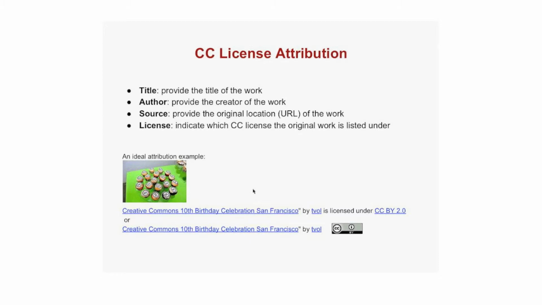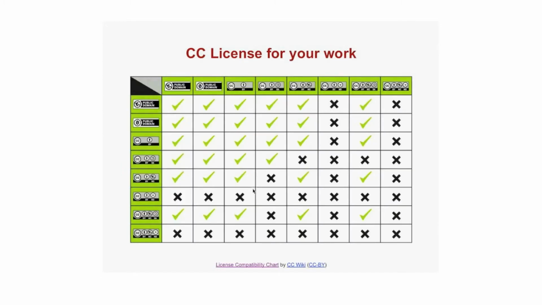So this is how you can attribute the CC license work. Okay, so what if I found, for example, in my language course, a video and an audio, and I want to combine them together? Which license can I use, which one can I not?